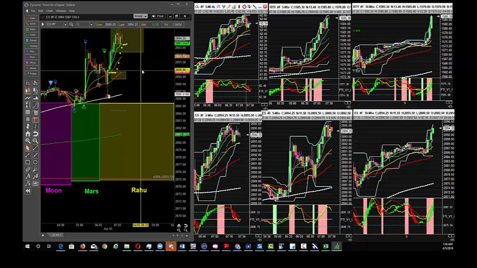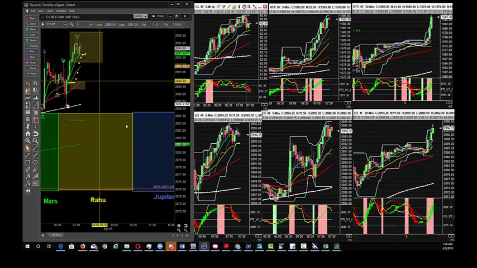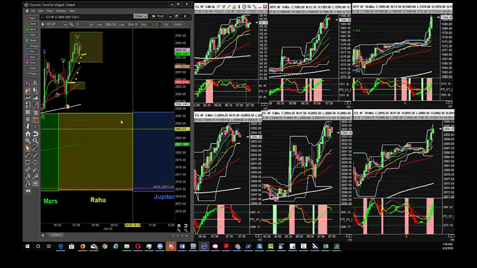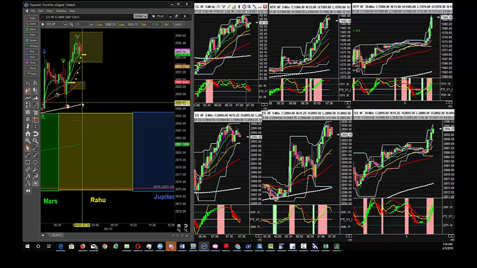Before this window is over, which is going to be around 10:05 Pacific, that's 1:10 p.m. Eastern, Rahu is going to be done with its window. Then it's going to transition to Jupiter, which is going to be bullish as well. So before that, it's going to bring it down. At least I'm expecting a move down to that 28.86, let's say if we get that.